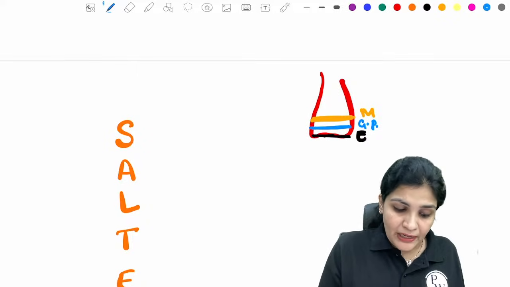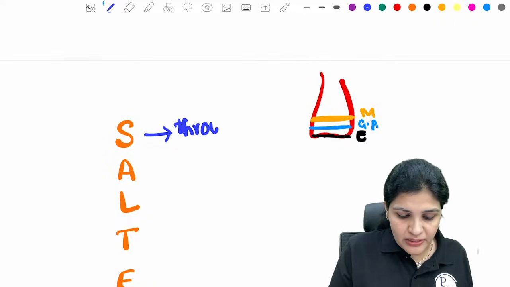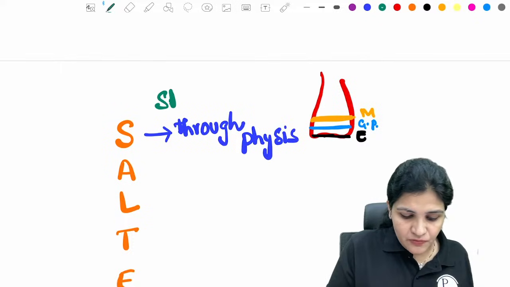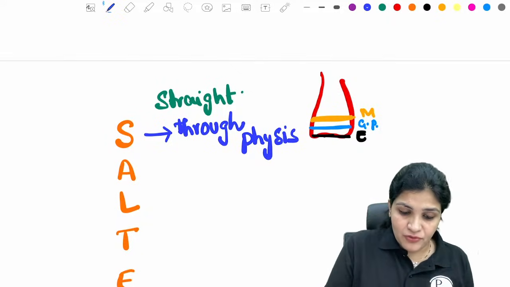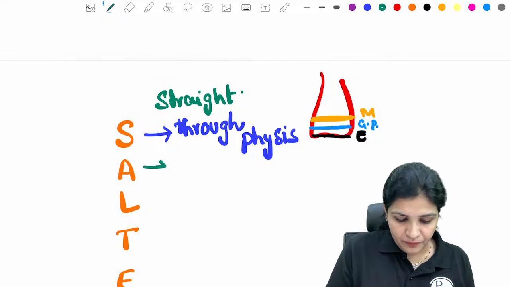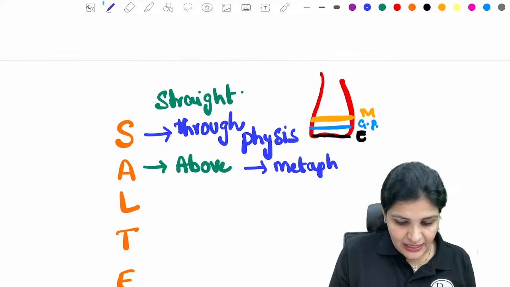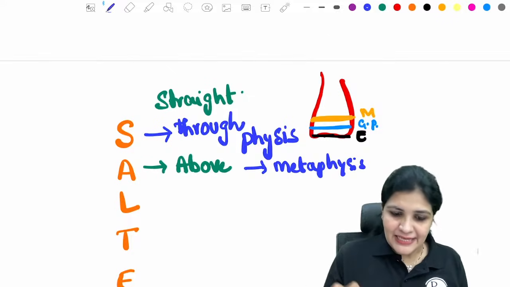The first one which can occur here is through the growth plate. So it is a straight fracture through the physis itself. S is for straight, through the growth plate, right? And then A is for above. What is above the physis? It is the metaphysis, right? Yes, very good, Mahesh. S is straight, and A is above the physis.